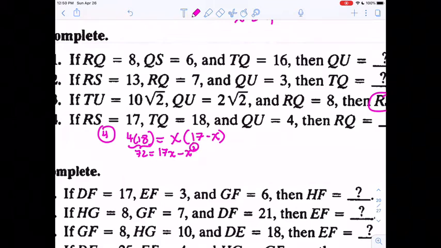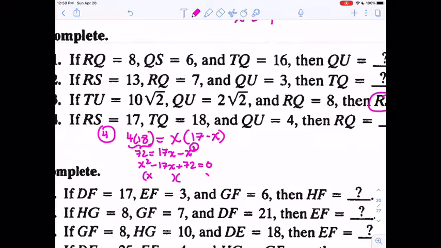So let's go ahead and recall how we do these types of problems. We're going to isolate and set one side to 0. So we're going to add x squared to the other side, subtract 17x to the left, and then there's already a positive 72 over on the other side. The question is, if I were to factor this, is it factorable? If not, we have to use the quadratic formula.